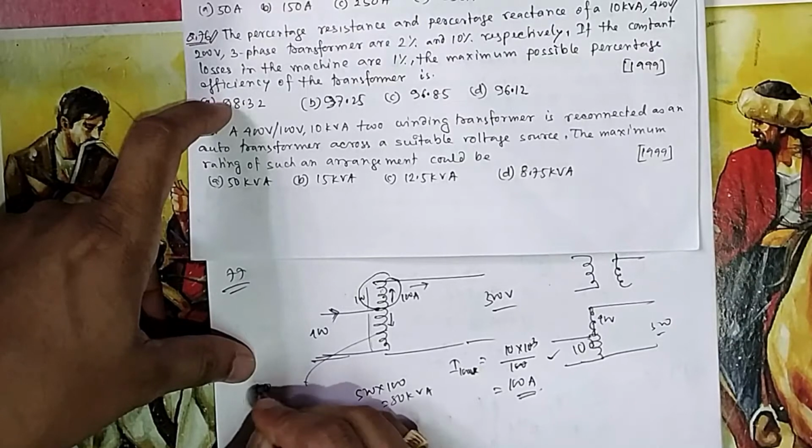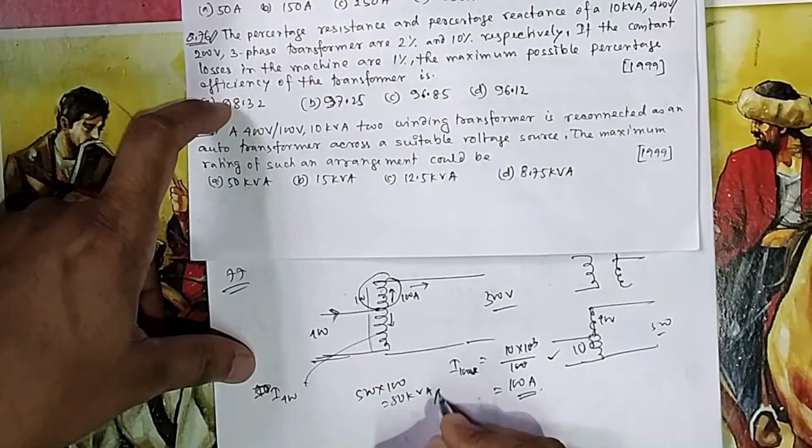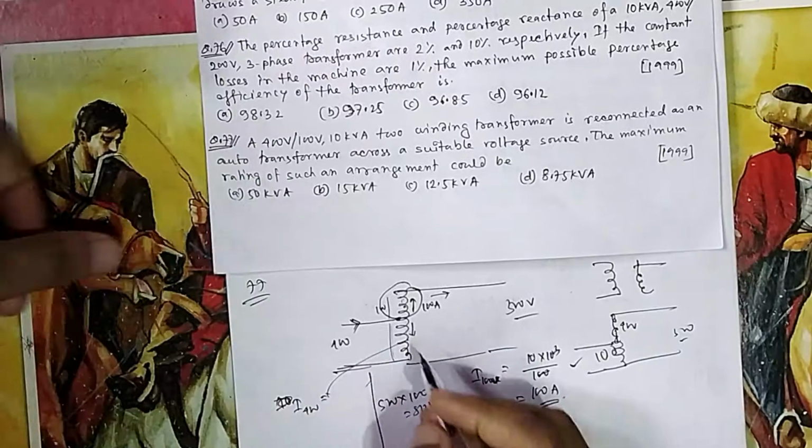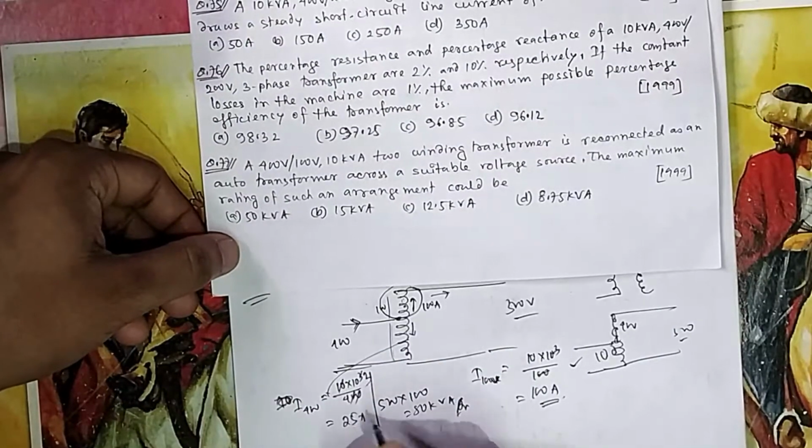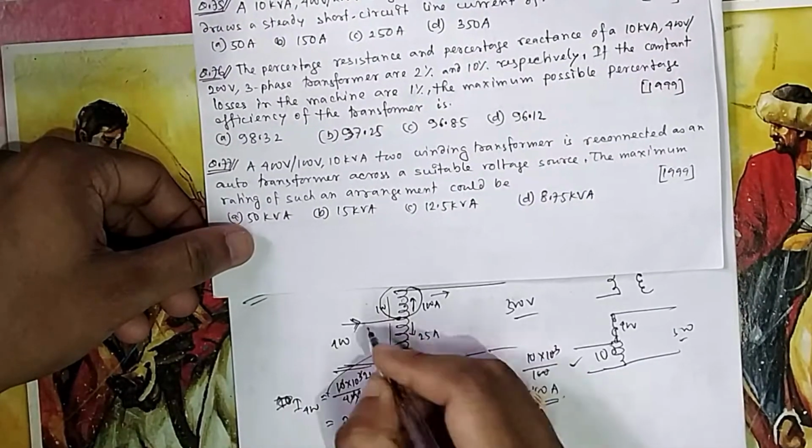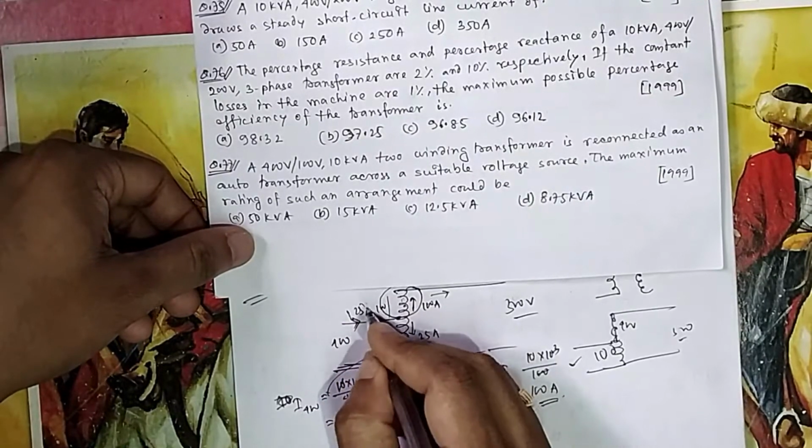I 400. If I take from this side, this is your answer, okay? But one can do from this side also. So what will be the maximum current here? 25 ampere. So this can take 25. So how much current is coming from this? 125. So what will be this kVA?